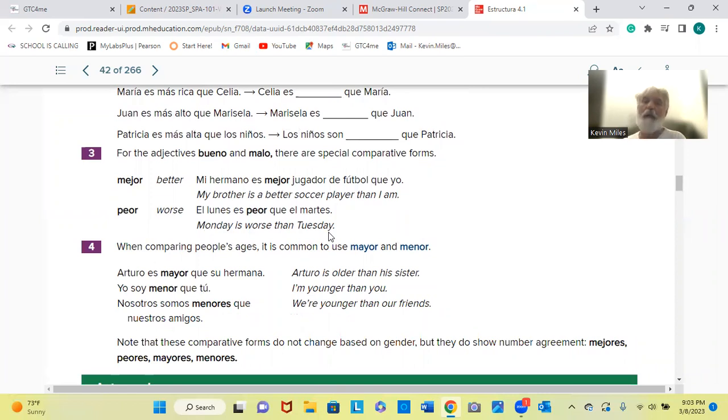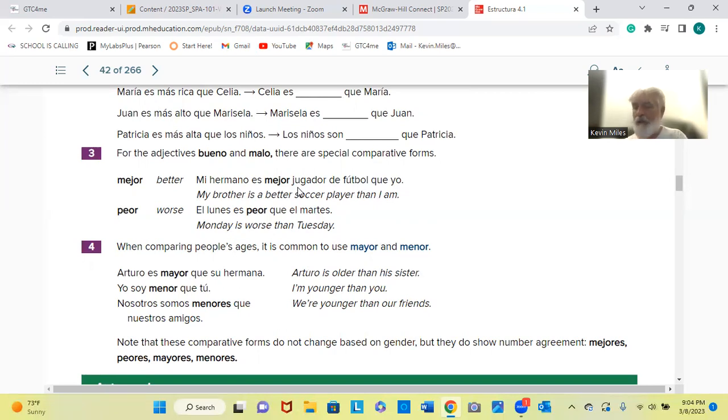irregular comparison words. Okay, so their adjective form is irregular, and the same in English. So we have the adjective bueno, good, and bad is malo. So how do I do the comparative form? Better and worse. So mejor is the word for better. So mi hermano es mejor jugador de fútbol. So my brother is a better soccer player que yo, than I am. And then worse, el lunes es peor que el martes. Monday is worse, es peor que el martes. So the way we say worse in Spanish is peor. So again, if I want to say my brother is a better player, I don't say más bueno. Nope. I say mejor. Mi hermano es mejor, is better. That's the comparative form of good.